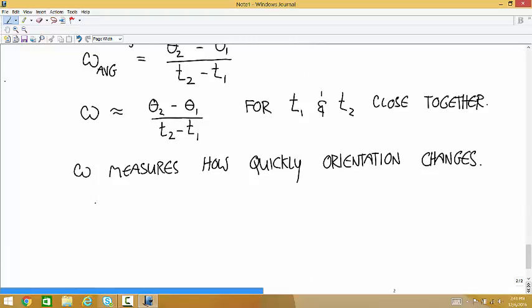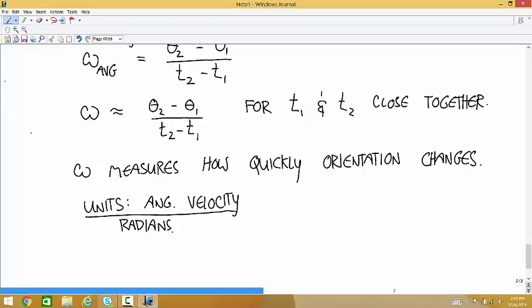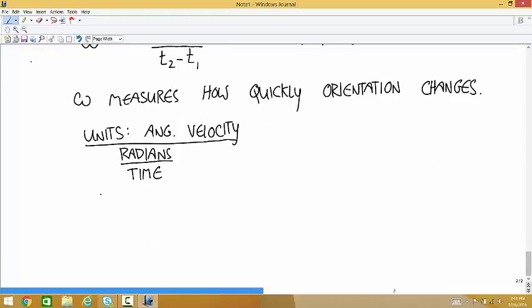The units for angular velocity are radians over time. And so the SI units are radians per second.